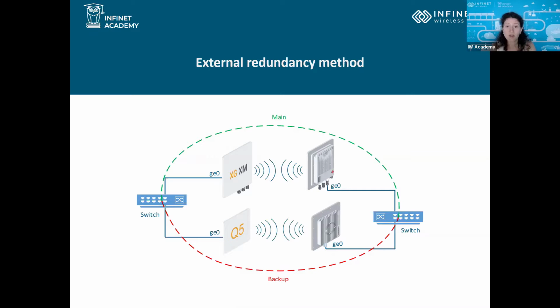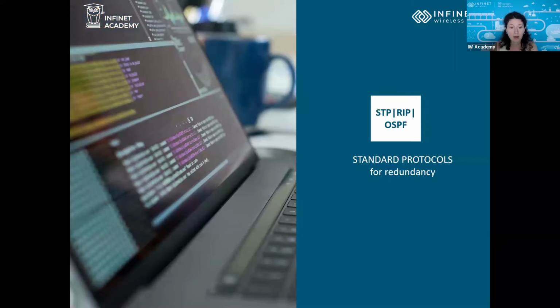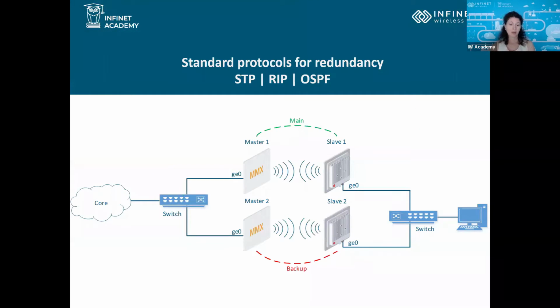The disadvantage in this case is that the external devices do not take into consideration the radio link conditions. Also, STP does not see the differences in capacity for the two links. So no matter if they are wired or wireless, it can block the link with higher capacity when both are available. Now we will discuss the standard protocols that are available for implementing redundancy. We begin with STP, RIP, and OSPF, which all include redundancy capabilities.